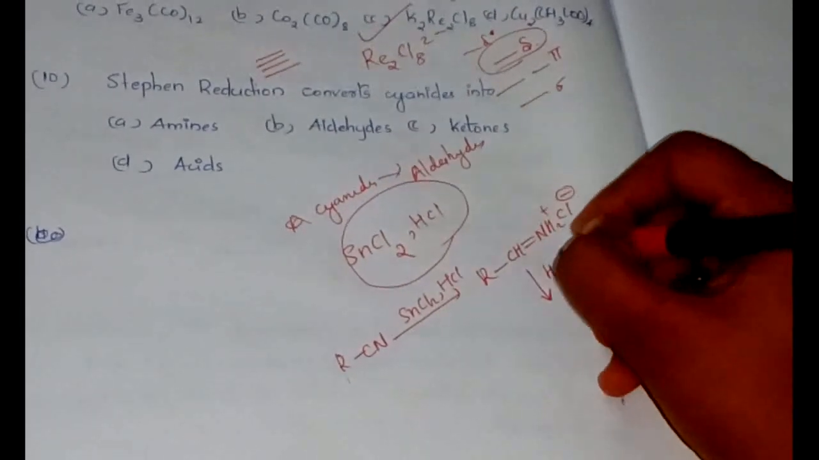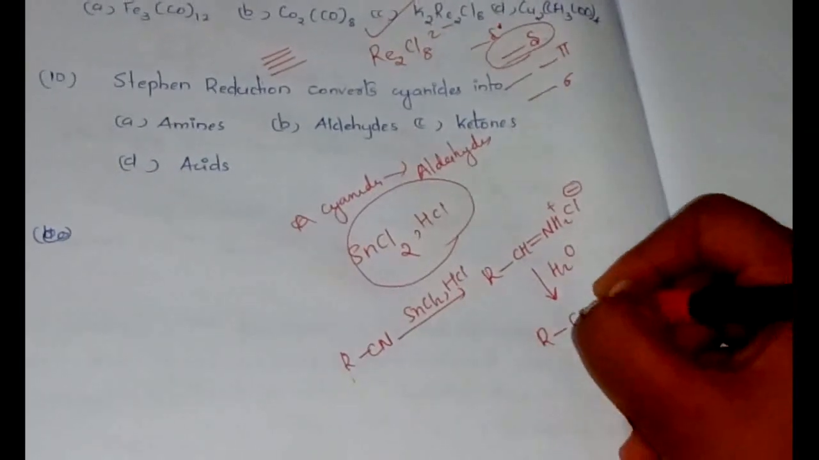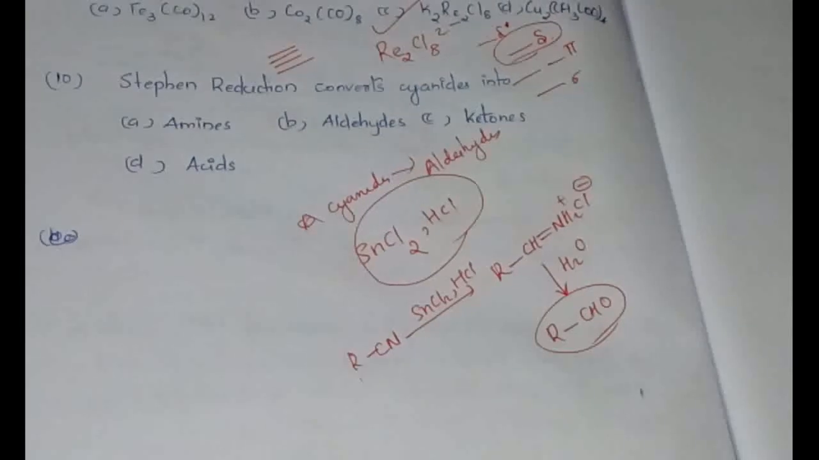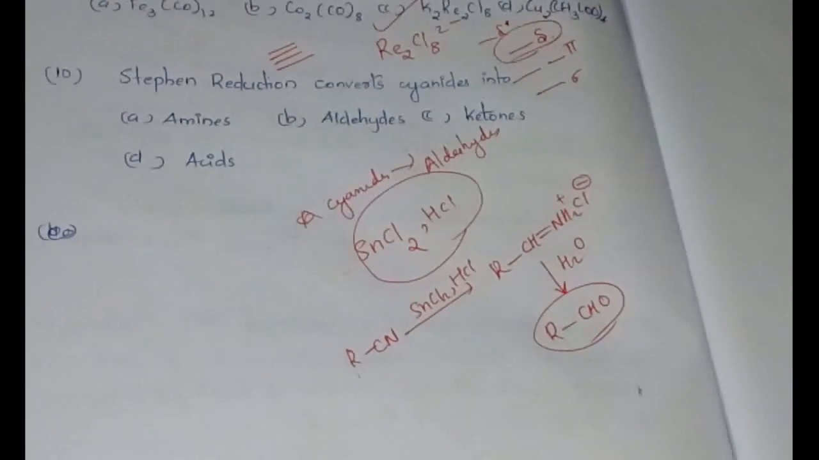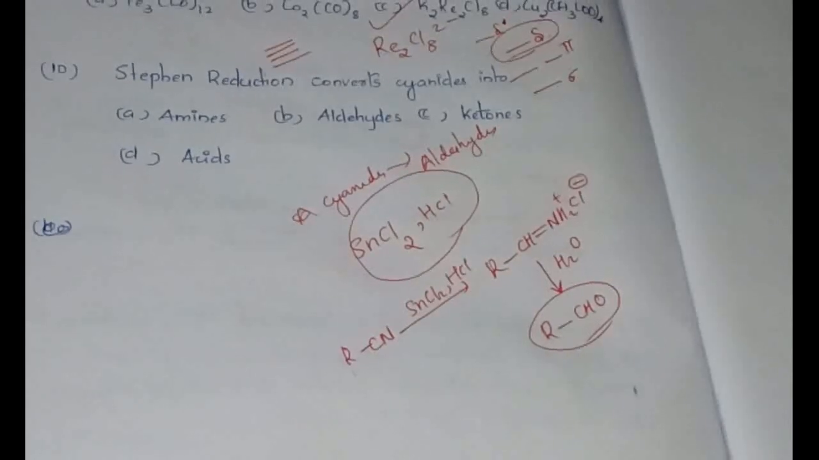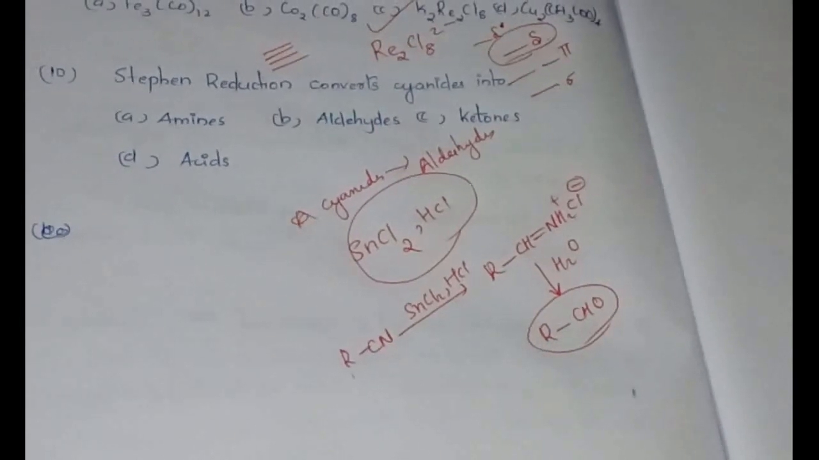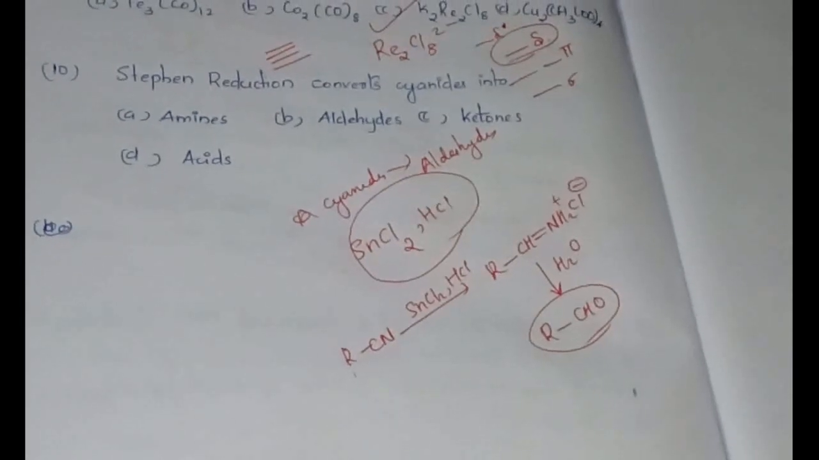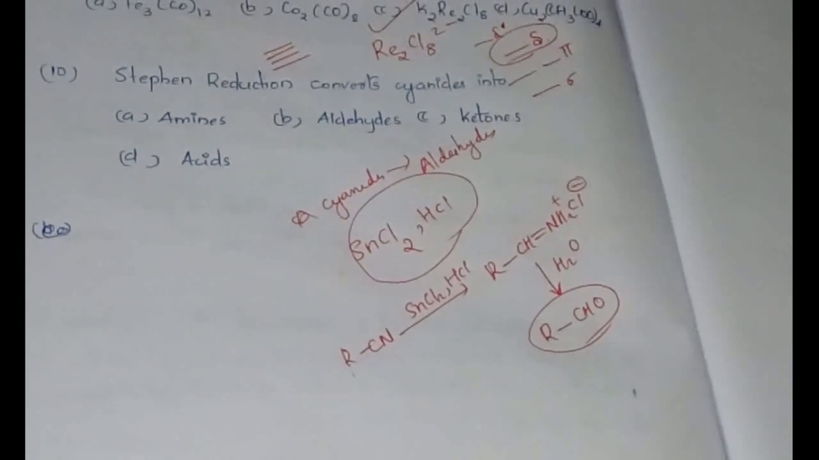Further, with water, what would happen? We will get RCHO. This is the reaction in simple terms. RCN to RCHO, that is cyanides to aldehydes. Instead of the term cyanide, they can also ask nitriles. This is the same thing. The CN group will be converted to CHO group.